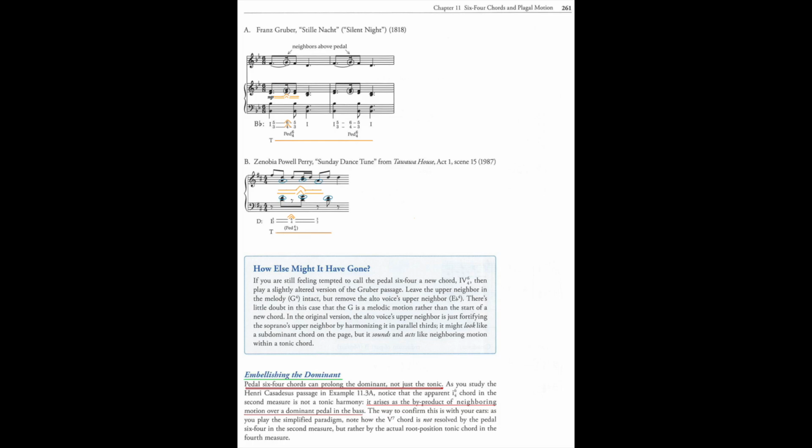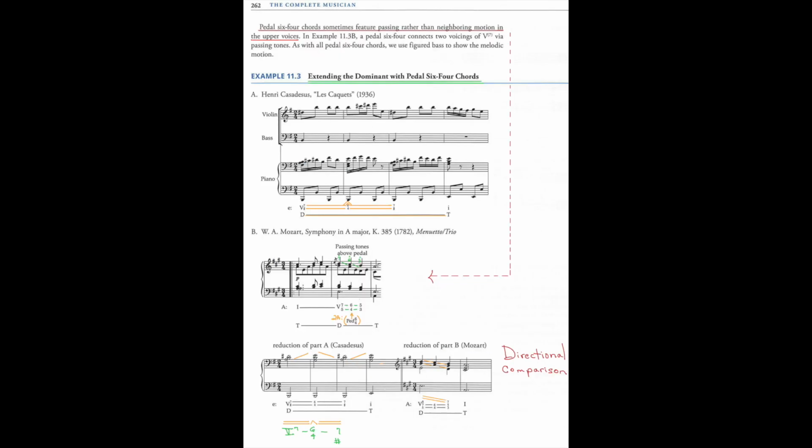You can also use a dominant chord with pedal 6-4 chords to prolong the dominant. At the bottom of page 261, Laitz says, embellishing the dominant. Now pedal 6-4 chords can prolong the dominant and not just the tonic. We're going to look at a piece by Henri Casadesus on the next page. He is a French composer, and this is a piece that I am just going to play like the 2 outer voices, the violin part, and the bass line of the piano.